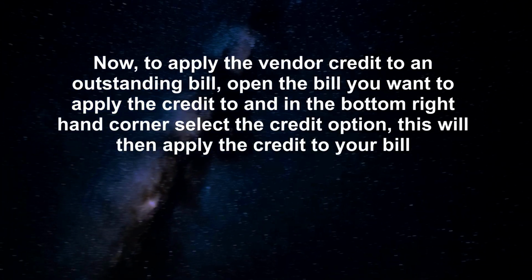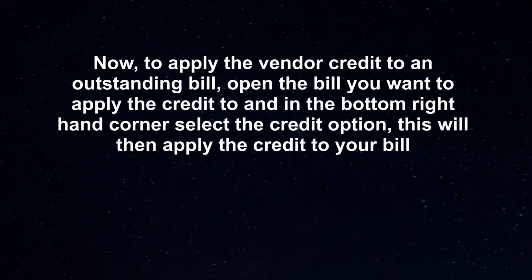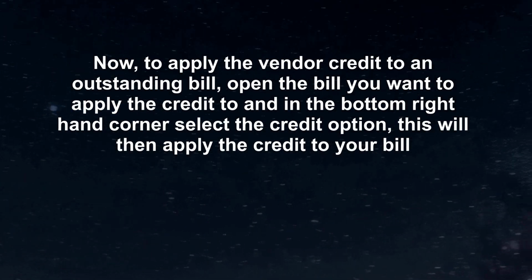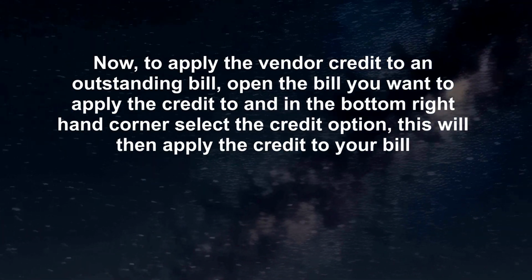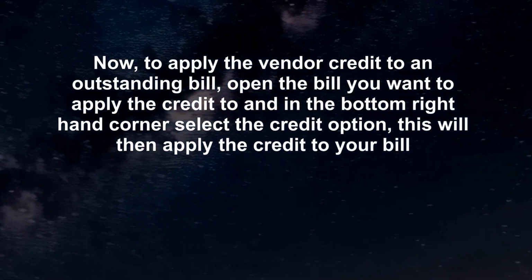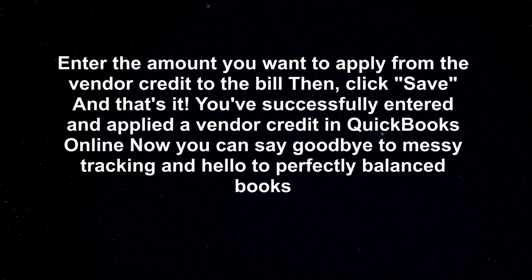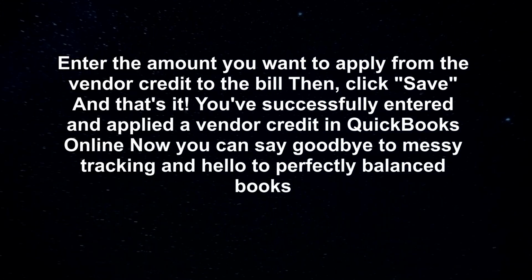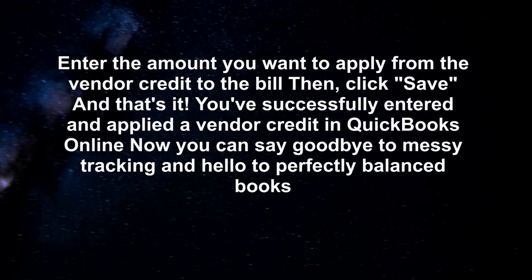Now, to apply the vendor credit to an outstanding bill, open the bill you want to apply the credit to and in the bottom right-hand corner, select the credit option. This will then apply the credit to your bill. Enter the amount you want to apply from the vendor credit to the bill, then click Save, and that's it.